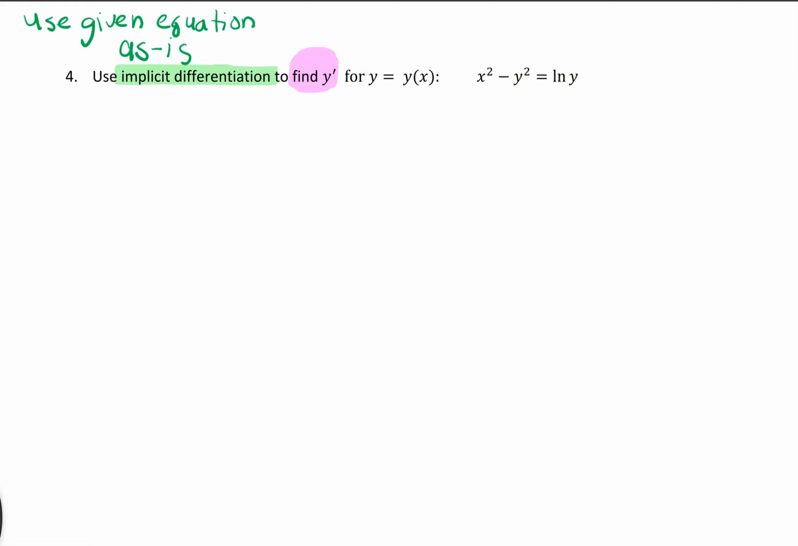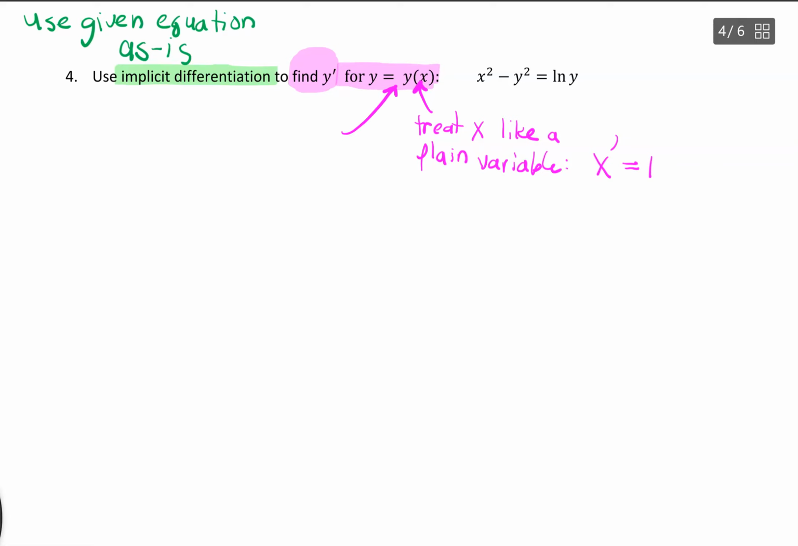My MATLAB might stop there. My MATLAB might say find y prime. I'm going to give you this extra information. And what does this extra information tell us? It tells us that x is the input variable. So we're going to treat x like a plain variable. So if you see an x prime, that's going to be a 1. And it tells us that y is a function. So treat y like a function. That means y prime is not, if you're doing calculus part, y prime is not a 1.